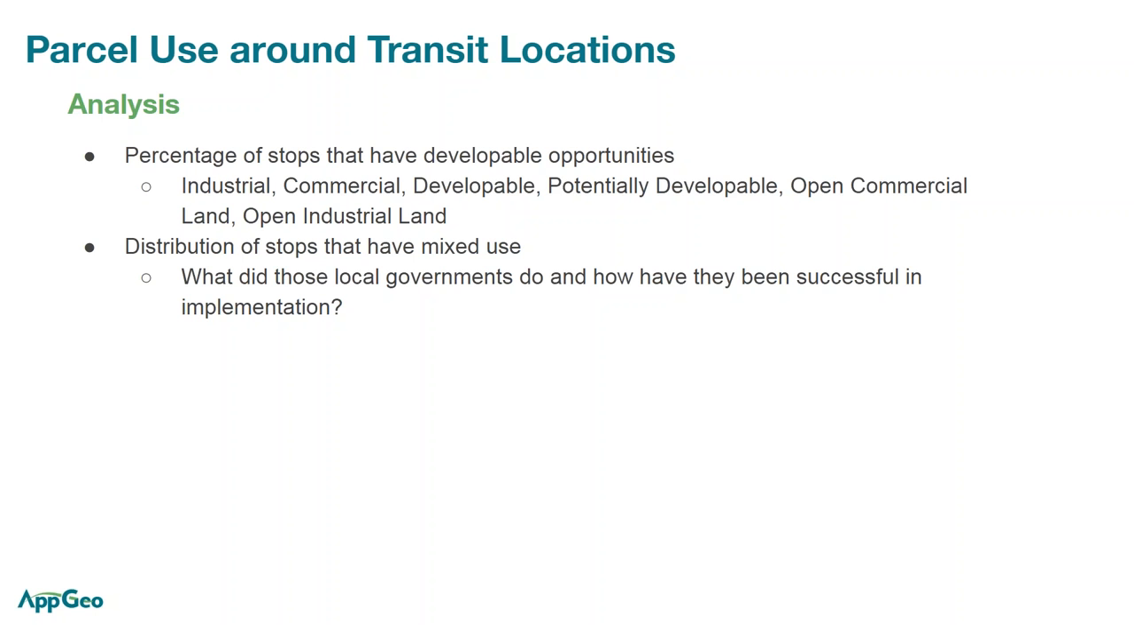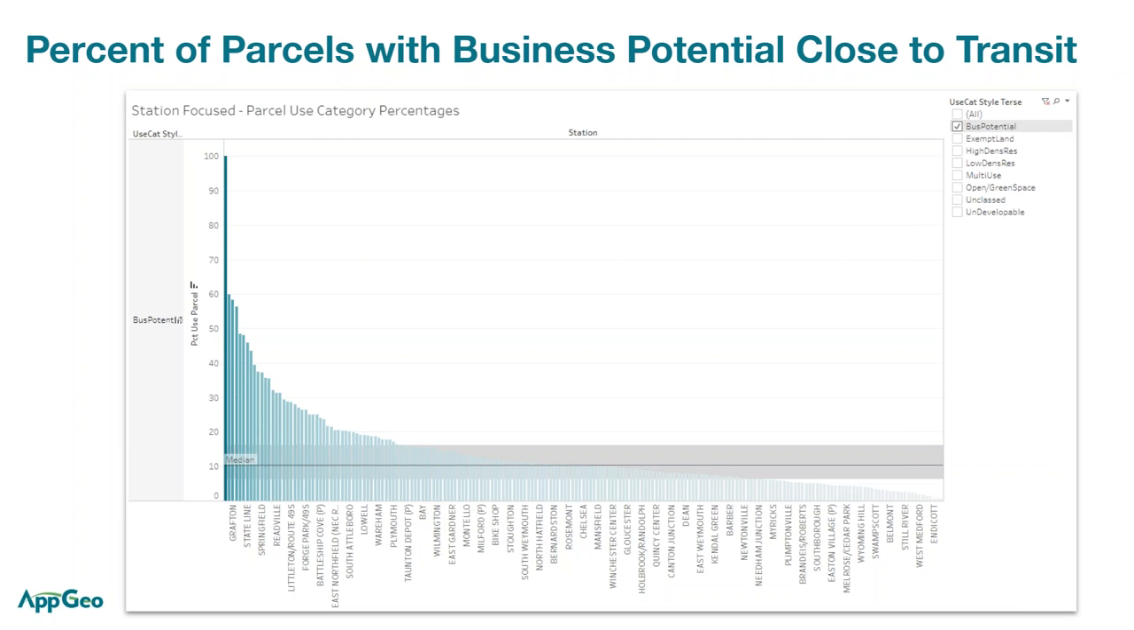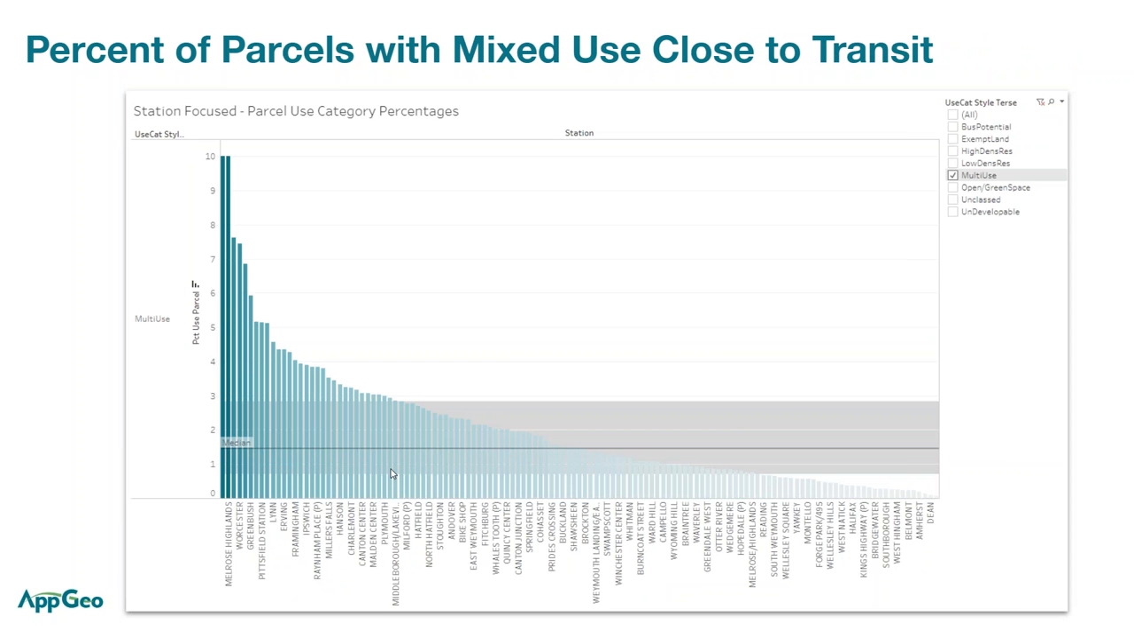And also then, if you find that there are all these areas that have low density residential by transit stops, are there any opportunities for changing the zoning around those? And how can we do that? So I think this is how we can look at this. Looking at the business potential close to transit, we find that there are some transit stops that definitely do have a high business potential. Meanwhile, there are others that do not at all. Looking at it, just 10% of them have that opportunity. And then mixed use as well is really, really low. Just about 2% of the transit stops have mixed use by them.